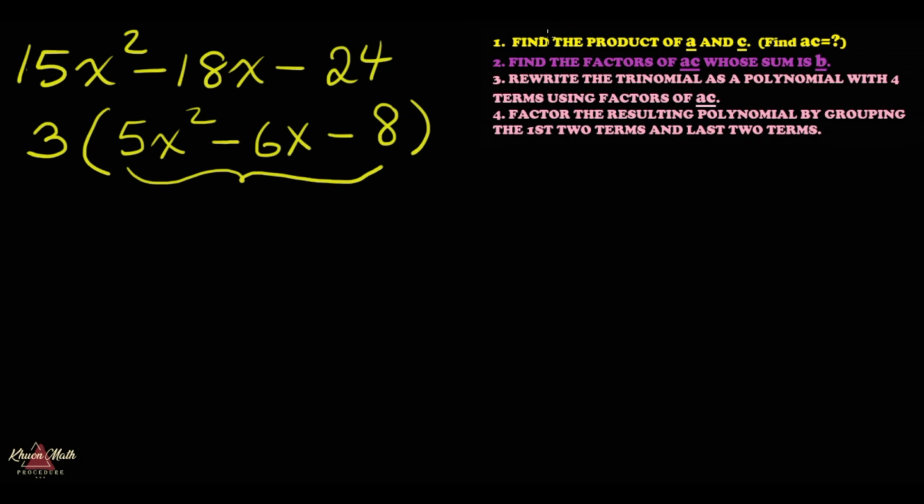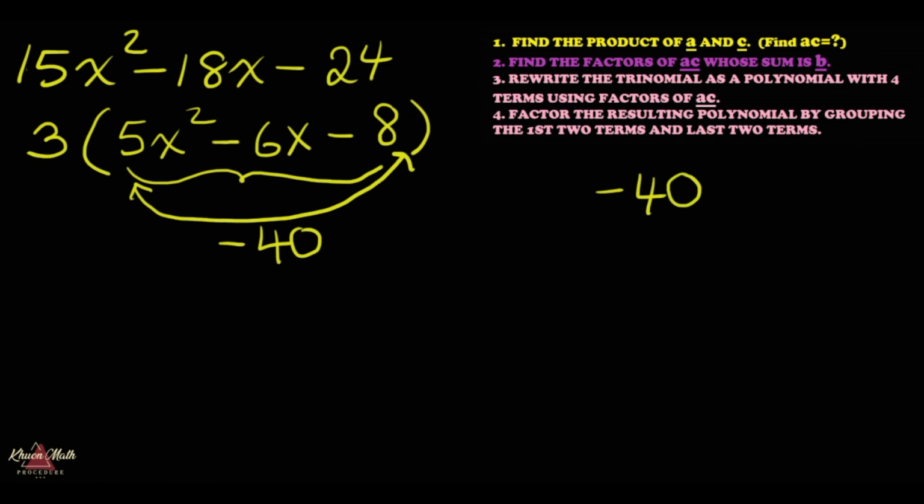And here's your procedure. The first thing we have to do is find the product of A and C. Find A times C. A is 5, so we're going to take 5 times negative 8. A times C, 5 times negative 8, is negative 40. So that's step number 1, and those are the numbers that we're going to work with.